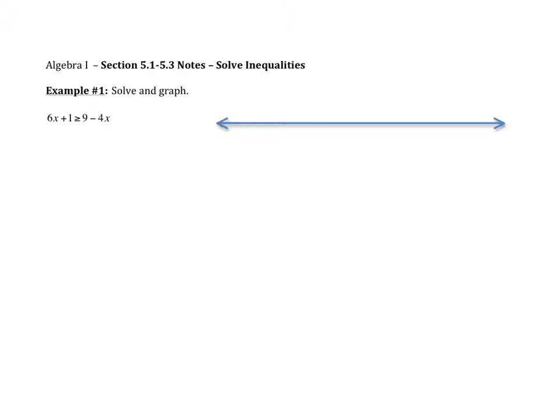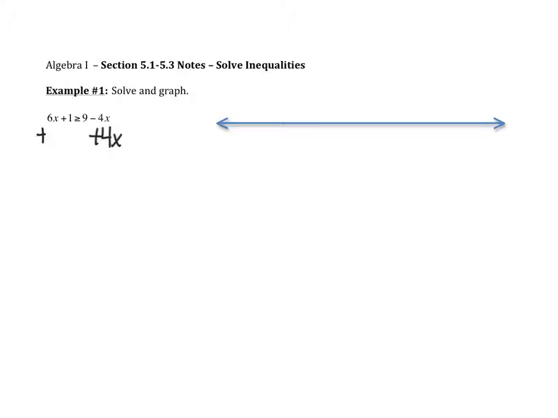Number 1, solve and graph. So we see 6x plus 9 is greater than or equal to 9 minus 4x. So again, we're going to solve this just like we always would, where we want to get variables to one side and numbers to the other. It'll be the easiest if you always get your variables on the left-hand side, which will make graphing easier in the end. So for this first part, I'm going to add 4x to both sides.